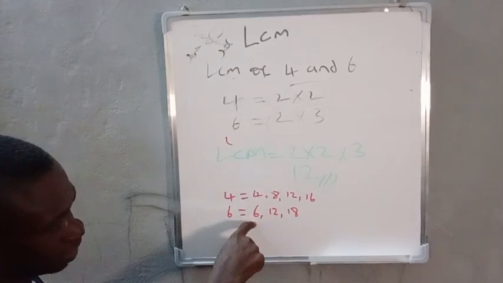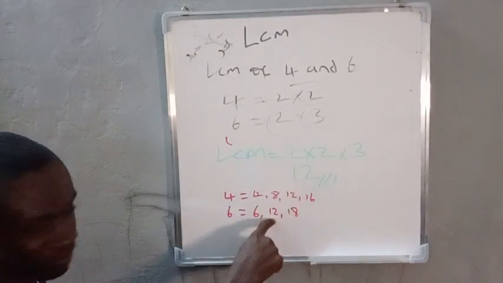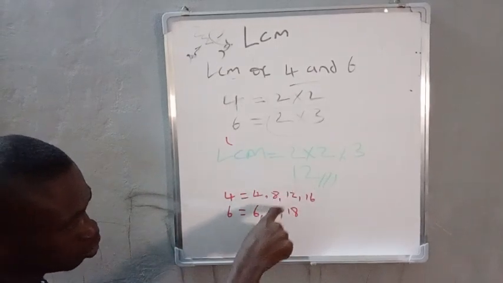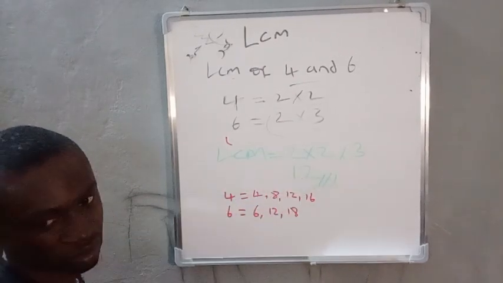4 is here, 4 is not here. 8 is here, 8 is not here. 12 is here, 12 is here. Do you see it? So this 12 is the lowest common multiple of 4 and 6. And that is what we have solved here.